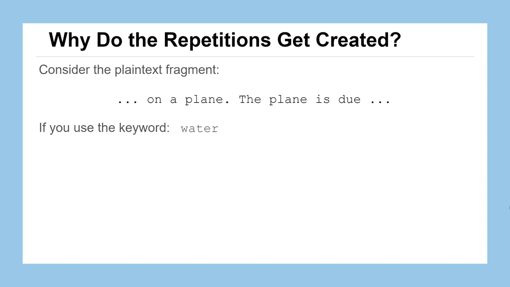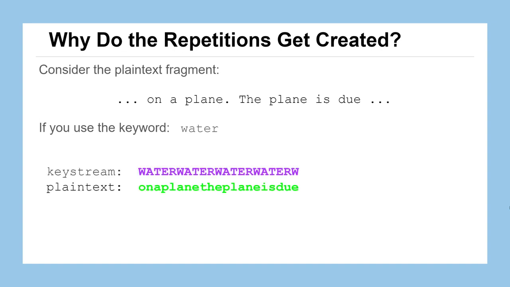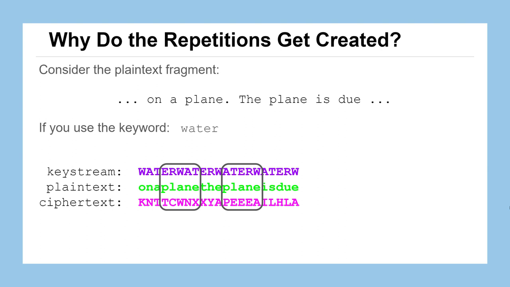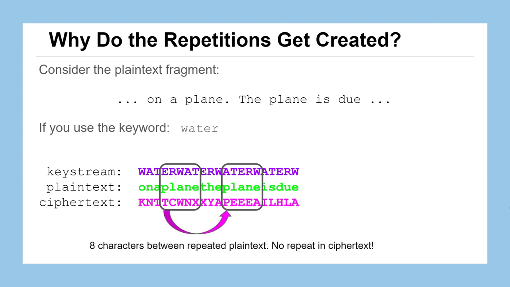Now, this won't always happen. Here's a 5-letter keyword, water. And when we set up our plain text, keystream, and ciphertext, we don't get a repetition. And again, because the length of the word water has 5 characters in it, but we started with an E over the P in the first word plane, we had an A over the P in the second. It didn't line up correctly. There's 8 characters between the repeated letters in the plain text, but 5 characters in the keyword. It didn't really stay in sync. We got off sync by the time we got to letter P. So we didn't get a repeat in the ciphertext.